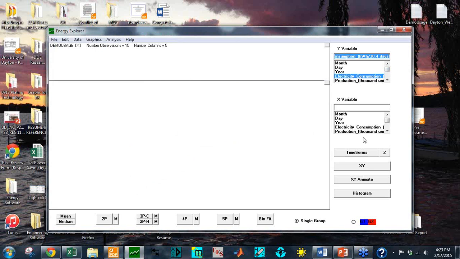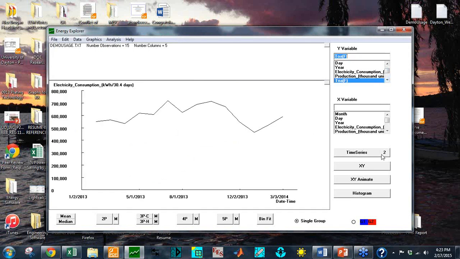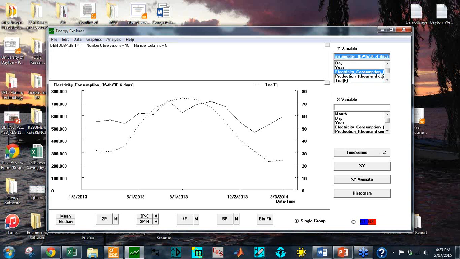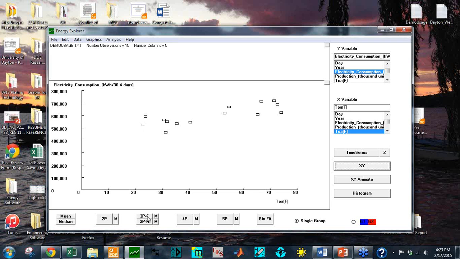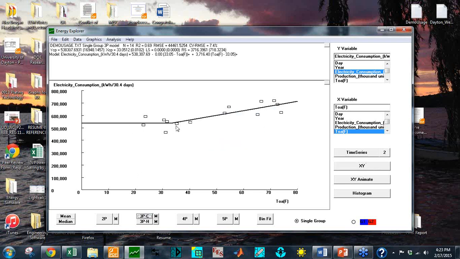The first graph we would look at is a simple time series graph. We have our electricity consumption in this dark line and outdoor air temperature in this dotted line. What we're looking for here is any weather dependence. So if the outdoor air temperature goes up, does our electricity go up too? And there's sort of a slight correlation. It's a little bit hard to tell. Another way we can look at this, though, is through an XY graph and a 3-parameter cooling fit.